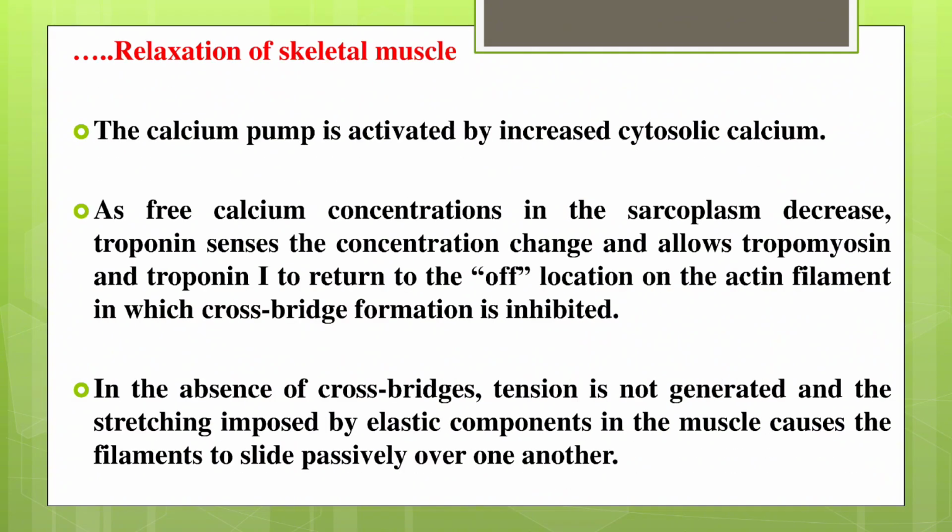The calcium pump is activated by increased cytosolic calcium. As free calcium concentrations in the sarcoplasm decrease, troponin senses the concentration change and allows tropomyosin and troponin I to return to the off location on the actin filament, in which cross-bridge formation is inhibited. In the absence of cross bridges, tension is not generated, and the stretching imposed by elastic components in the muscle causes the filaments to slide passively over one another.